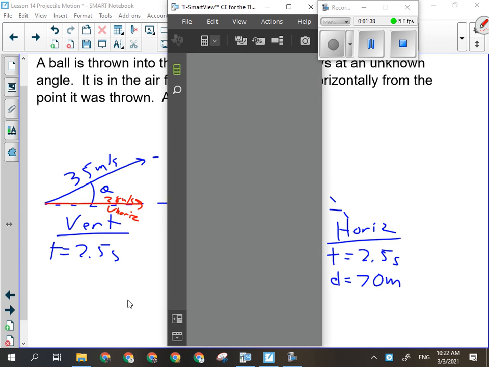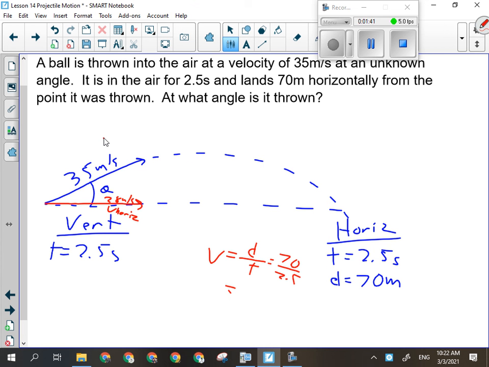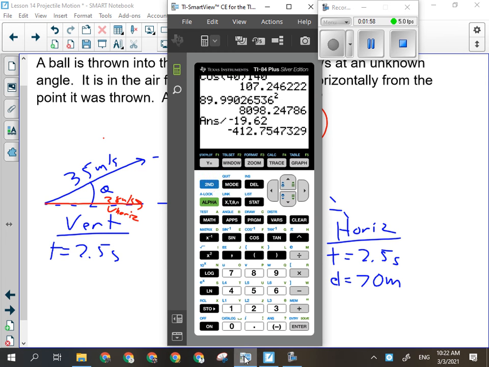So now we've got the adjacent side, and we've got the hypotenuse. So if I go theta equals cos to the -1, or inverse cos, of the 28 over the hypotenuse, 35, I should be able to get my angle that I was looking for. So inverse cos of 28 divided by 35. All right, so we're looking at a 37-degree angle on this.